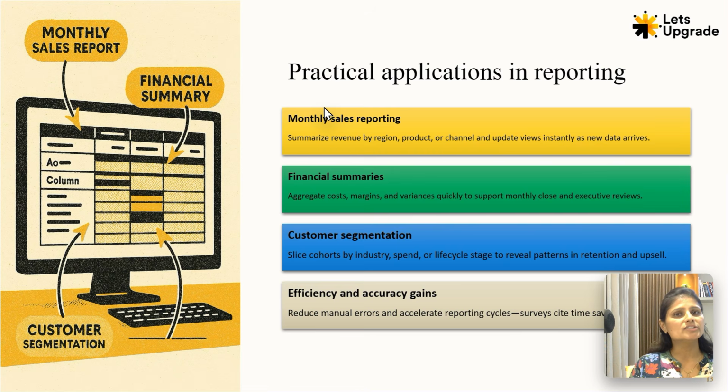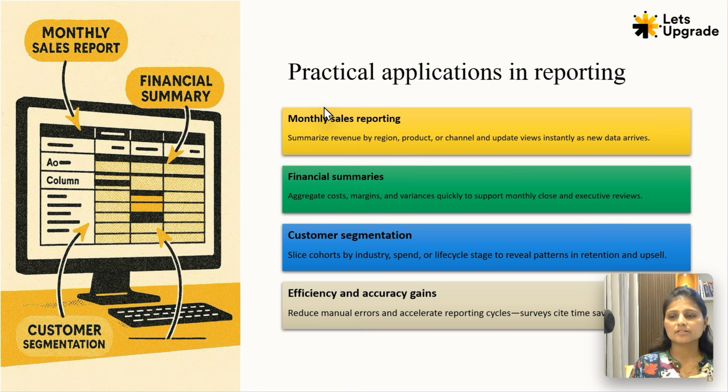If I talk about financial summaries, I can have my aggregate cost over here, I can set the margins, and I can quickly analyze my monthly close. When I talk about customer segments, like we said before, we can easily check in which areas our cohorts are, and then filter and find out, with respect to their age grouping, which cohort has maximum sales in a particular area. So I can analyze multiple parameters on the same pivots.